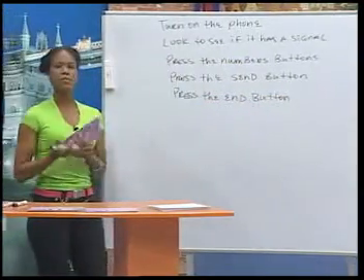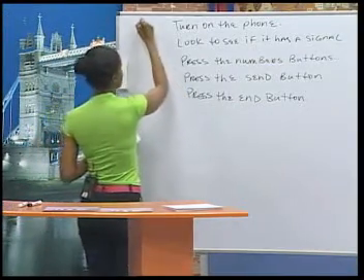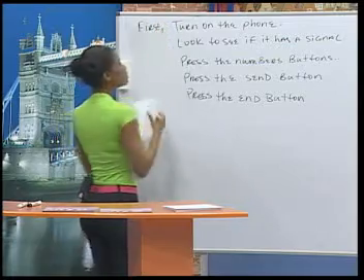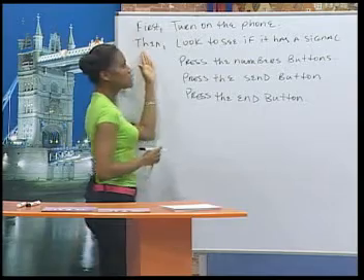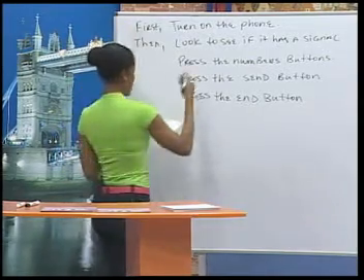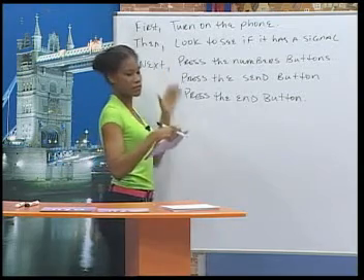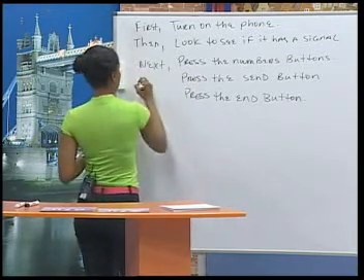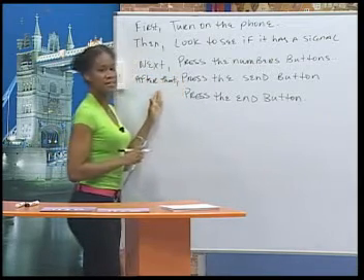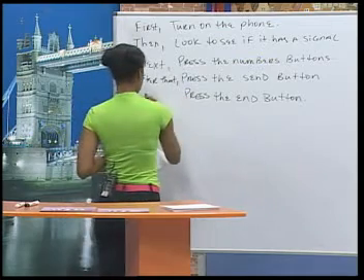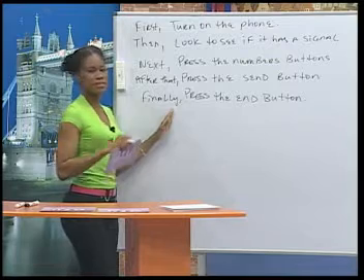So let's review Alberto's instructions for how to use a mobile phone. So he told us, first, turn on the phone. Then, look to see if it has a signal. He told us, next, press the numbers buttons for the person you want to call. After that, press the send button to make your call. Finally, he said, press the end button.